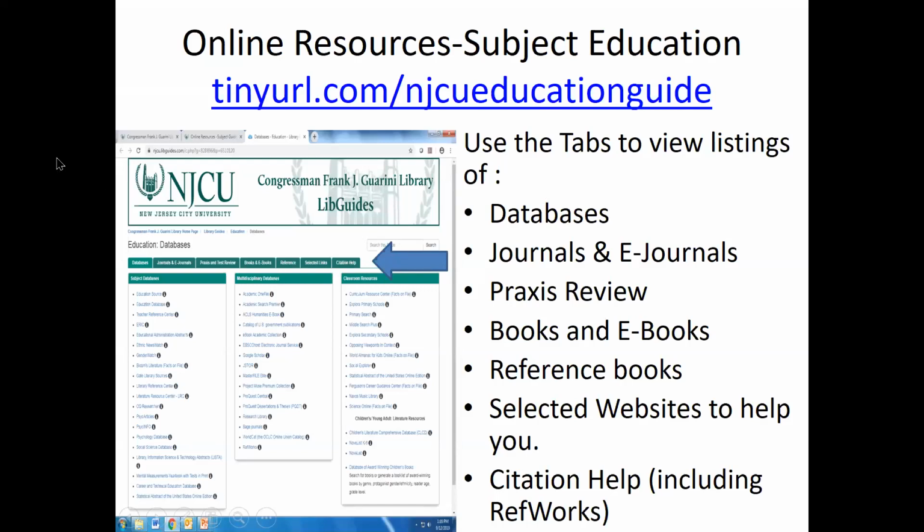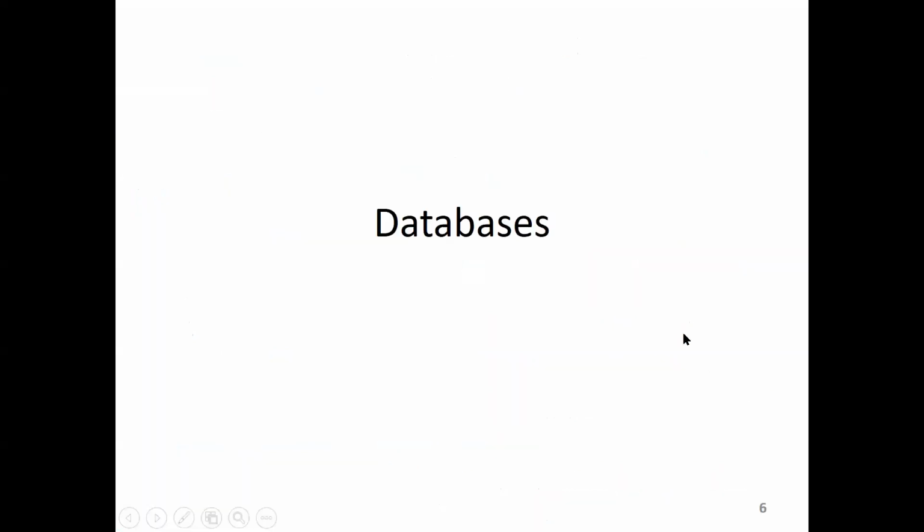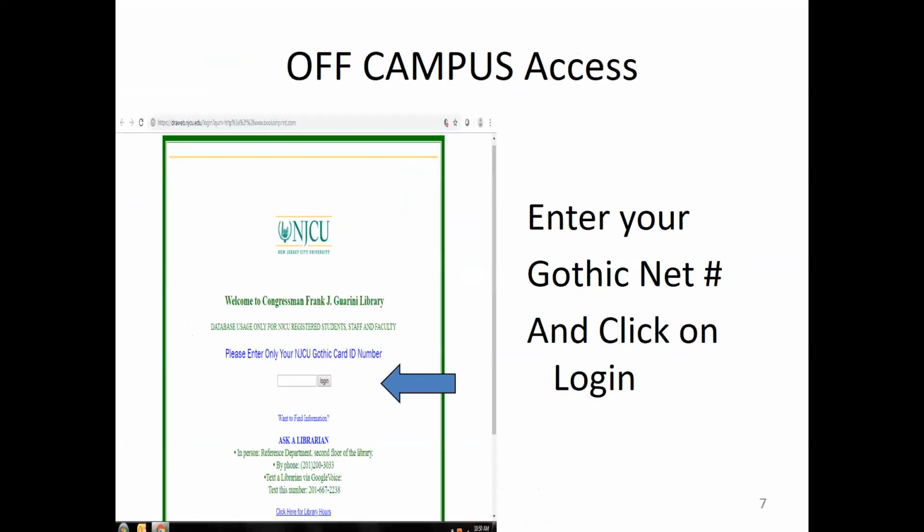So we've just gone to online resources, subject education, under the LibGuides by subject education from the home page of the library. And you'll notice that here you can find databases, journals, e-journals, practice review books and e-books, reference books, and selected websites, including citation. So we're just going to review a few things about searching databases.